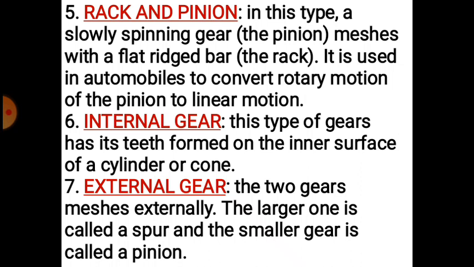We have the internal gears, where the teeth are formed on the inner surface of a cylinder or cone. We have the external gears, where the two gears mesh externally. The larger one is called a spur and the smaller one is called a pinion.